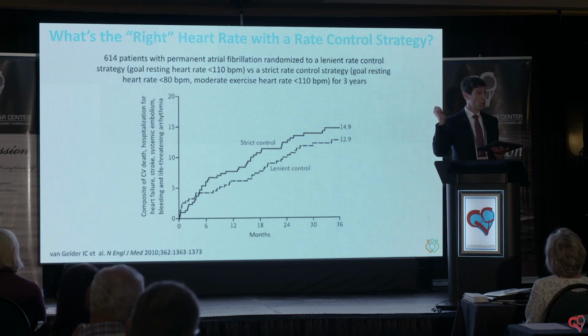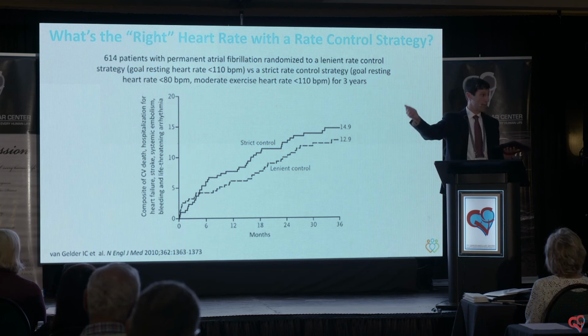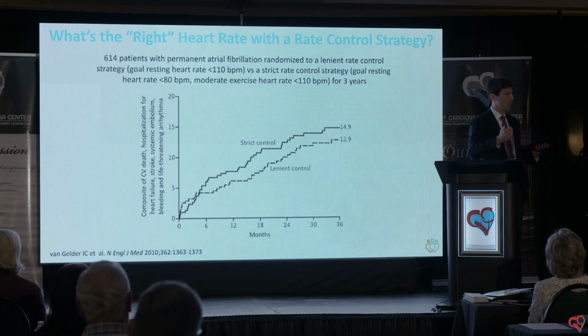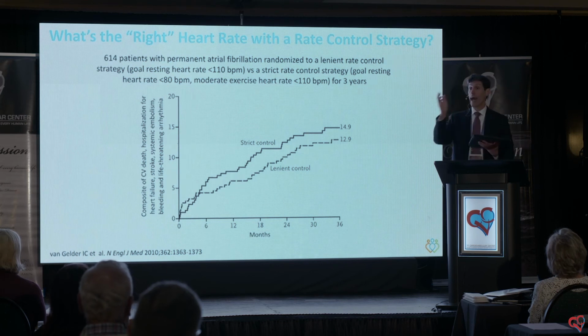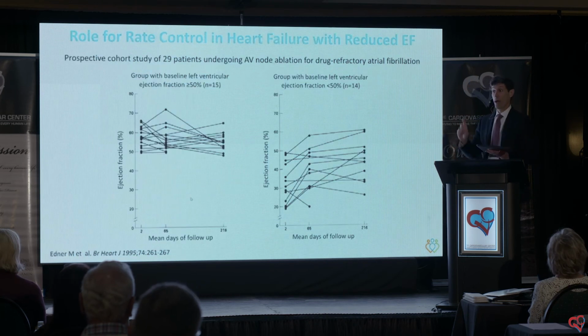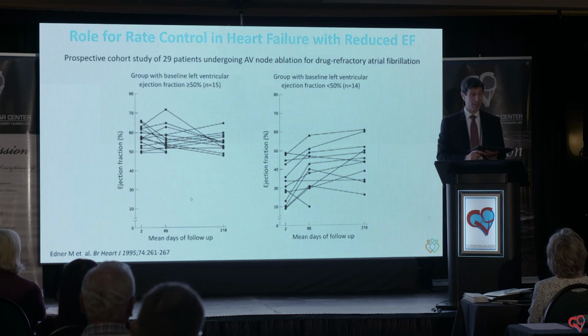Now, this was with a goal of 110. If someone's heart rate's 140 or 150, that's well outside the range of what was explored here. But there are a lot of people who will come to me and they'll say, my heart rate's 102, I'm asymptomatic. There isn't a fundamental rationale or need necessarily to get their heart rate lower, absent having heart failure with reduced ejection fraction or other reasons. One of these reasons is illustrated on this slide here, though.